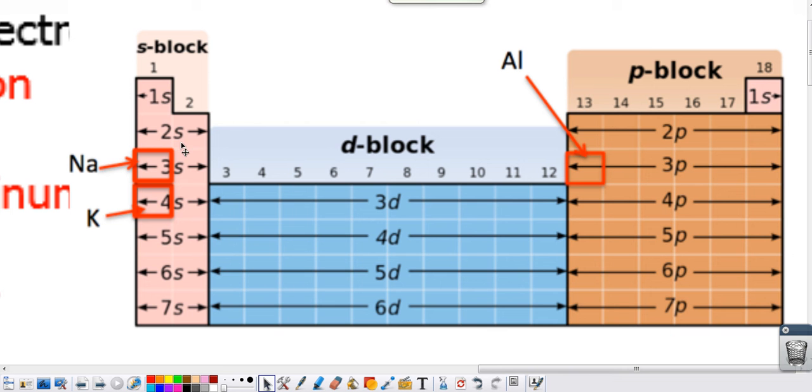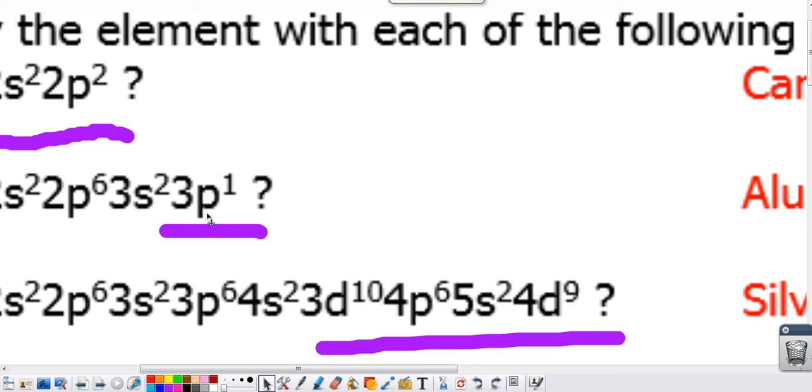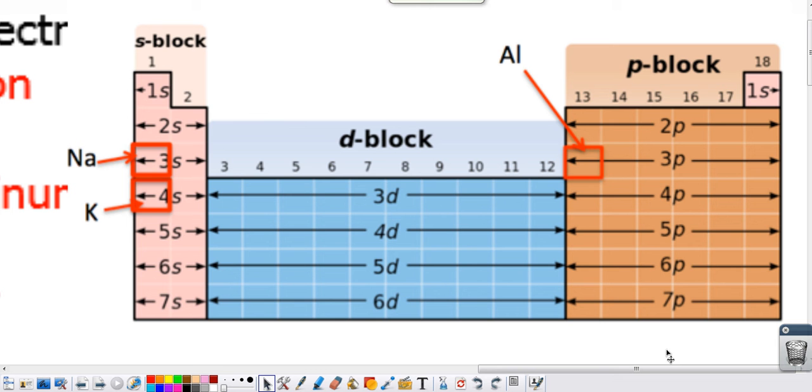The aluminum right there is 1, 2, 3 levels down. It's in the first column. So 3 levels down, first column, 3P1. 3 levels down, P area, first column. 1, 2, 3, P area, first column, first group.